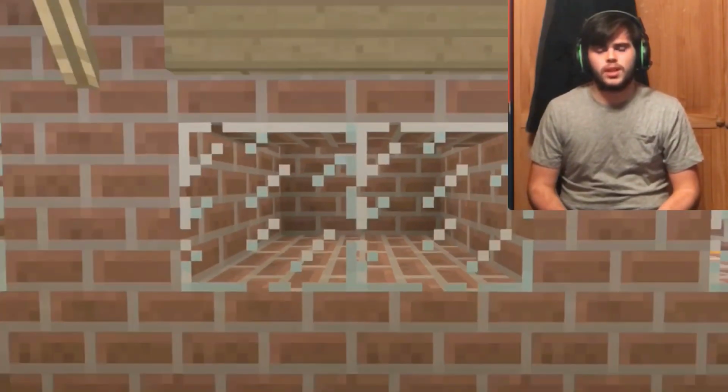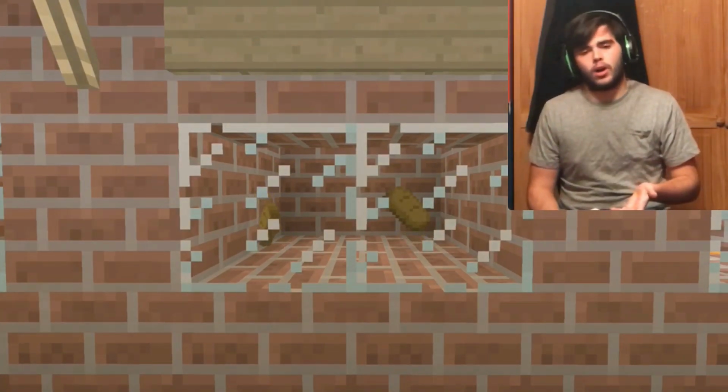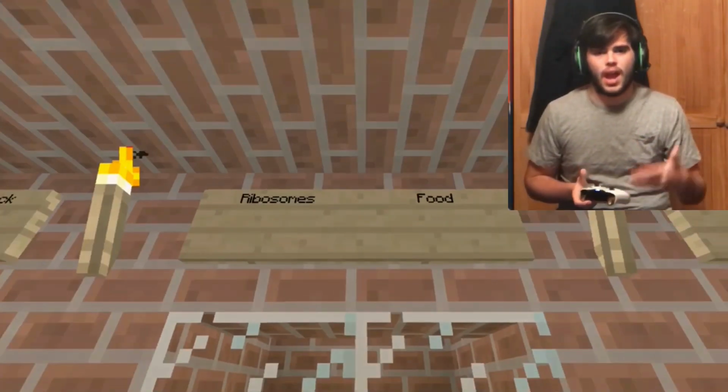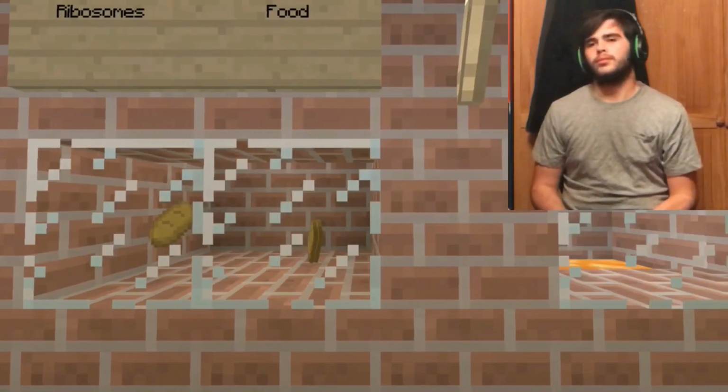The ribosomes I have also compared to food. Basically the ribosomes go onto the rough ER, and the rough ER packages them and sends them off, but the ribosomes is basically what creates proteins.